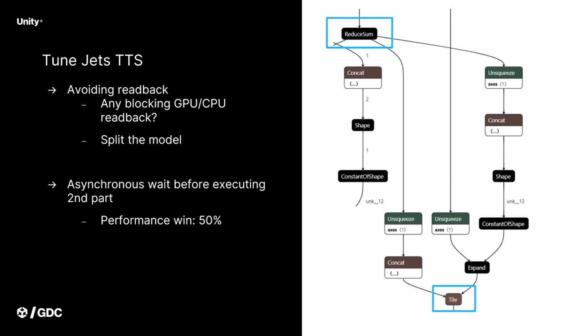So what we did is you can actually split the model in two and run the first half. Once that is done, you do an asynchronous readback on the output. You don't interrupt the GPU, you just tell Unity, give me the result once the GPU is done. You don't interrupt the rendering. And the next frame, you get the value and you give it to the next part of the model. You run that and get the output. That way you have no interruption. You have a download, but it's asynchronous, so you have no interruption. And that yields a 50% performance win.